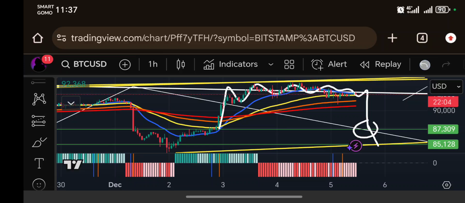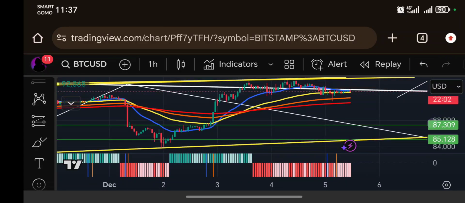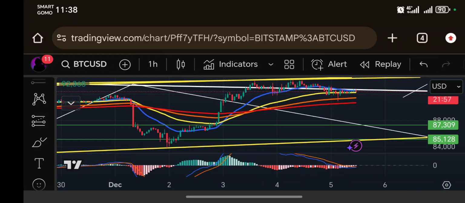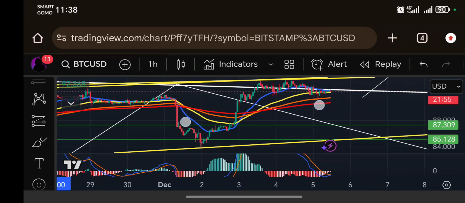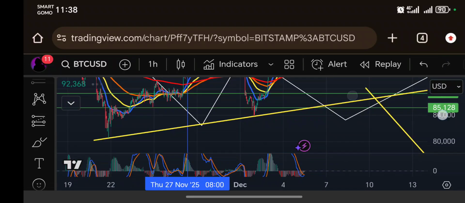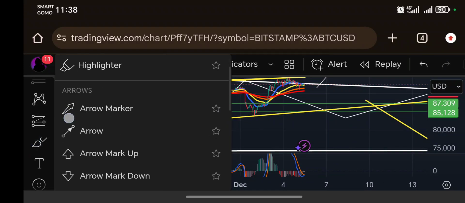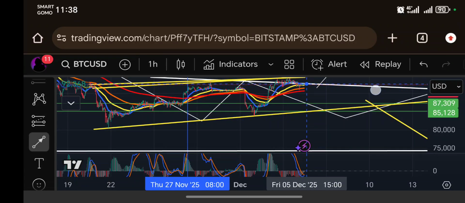Okay, so this is just my own opinion. I'm not telling you to buy or sell anything in here. Just focus on your trades. Yup, if this happens, then I am right again. This one dumps in here.